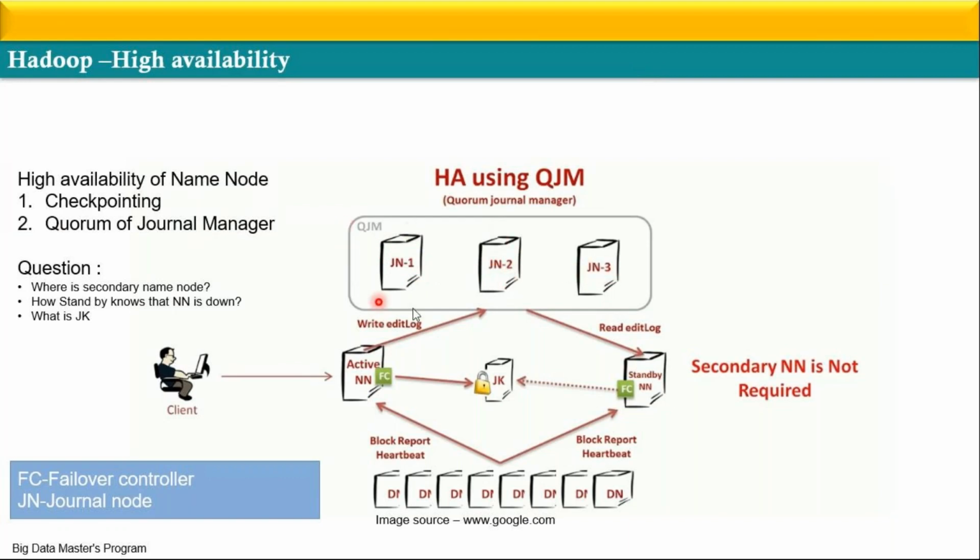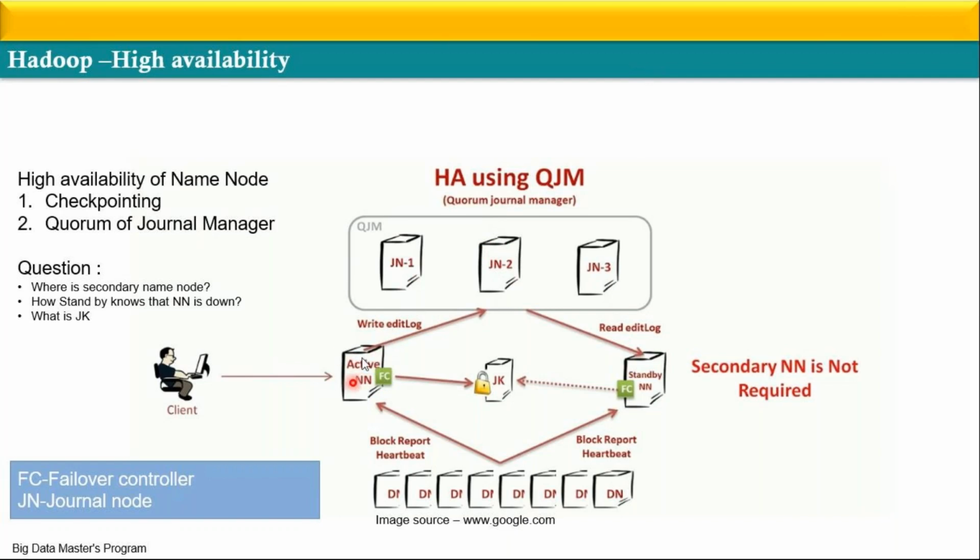So these nodes are grouped together as the quorum of journal managers. Over here, these particular nodes are going to maintain the history. Previously we had the edit log file and fsimage. Now the active name node shares its write edit log. Each and everything done by the name node is maintained inside these journal nodes, so these are multiple nodes tracking the activities performed by the active name node.